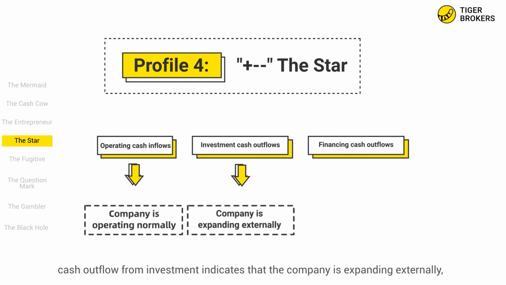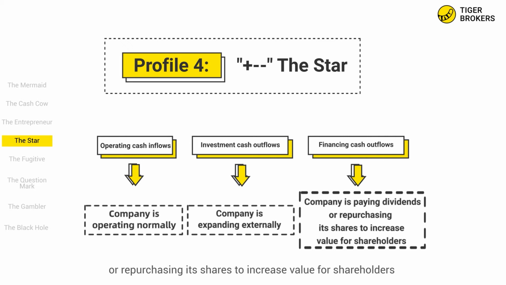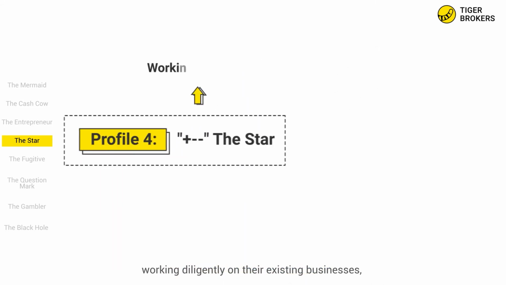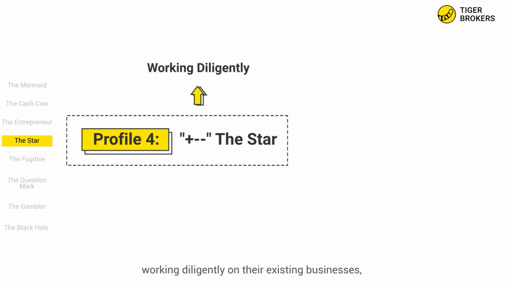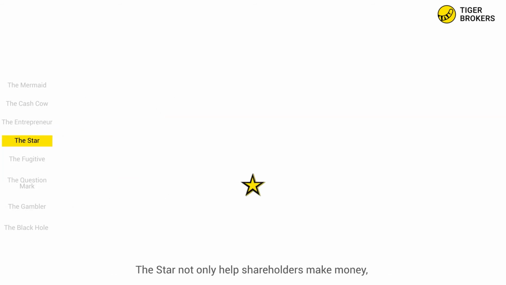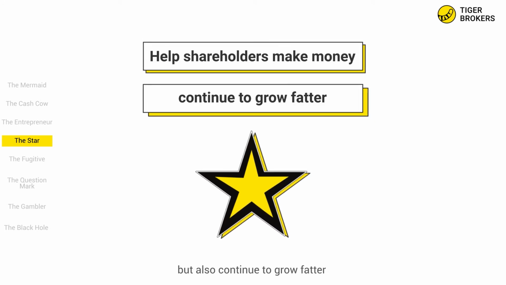Normally, cash outflow from investment indicates that a company is expanding extensively, and cash outflow from financing indicates that a company is paying dividends or repurchasing its shares to increase value for shareholders. You might say that these are dream companies, working diligently on their exciting businesses, actively expanding, and rewarding their shareholders to boot. The star not only helps shareholders make money, but also continues to grow fatter. You should definitely consider this type of company as a good investment target.